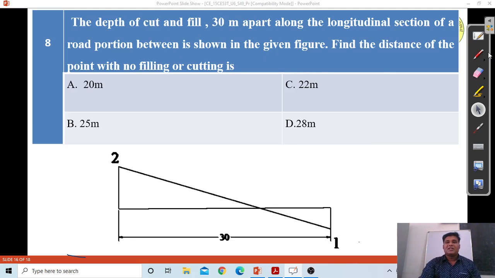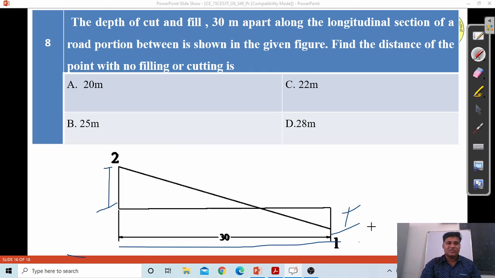Option B. Here in this sketch I have given a depth of cut and fill. The distance from here to here is 30 meters, and this is the height of filling or height of cutting, vice versa. Calculate the point where there is no cutting and filling. A 20 meters, B 25 meters, C 22 or D 28.